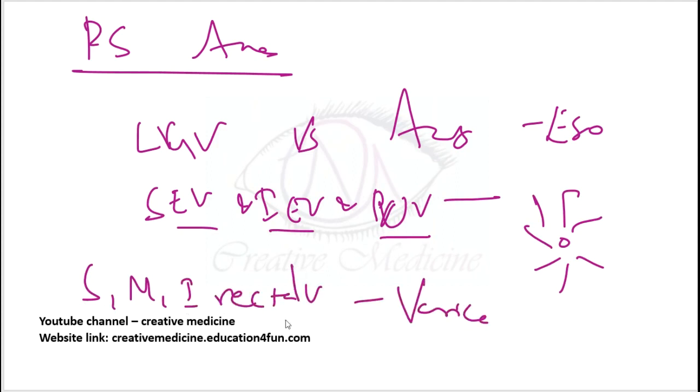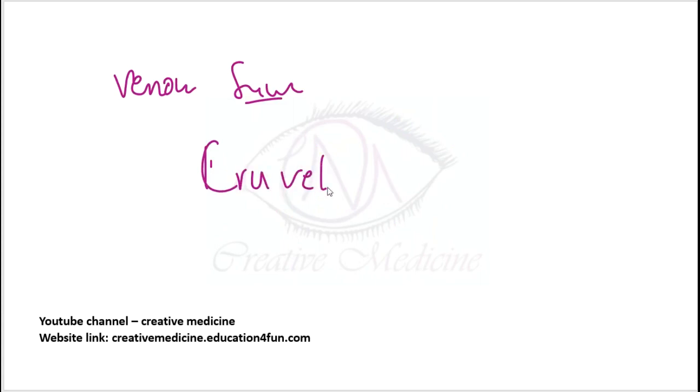Sometimes you can also hear an audible bruit. An audible venous hum can be heard over the caput medusae, which is called the Cruveilhier-Baumgarten murmur.